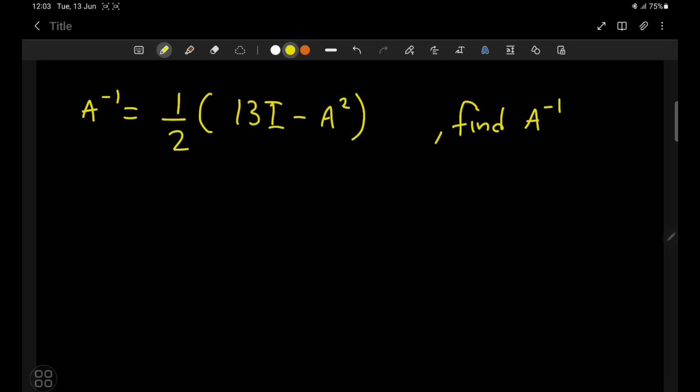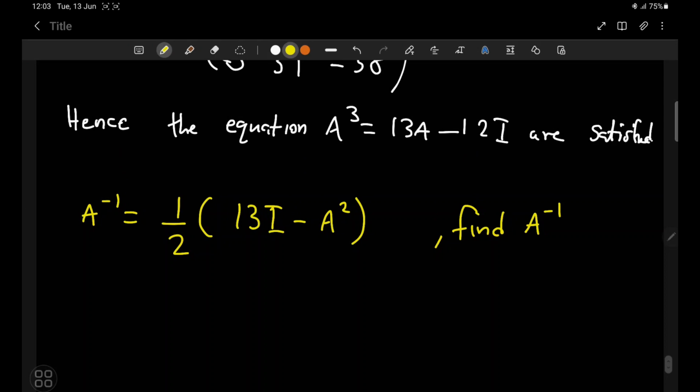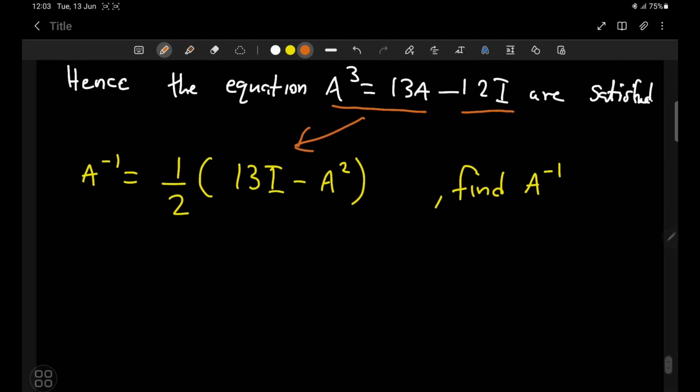Let's go to the other part. The next part of the question tells us that we should show that the equation in 1, which is this equation, can be written in this way, and then we should find the inverse of A. So we need to write this equation in this format. So let's do it. We'll take the equation as it is: A cubic is equal to 13A minus 12I.